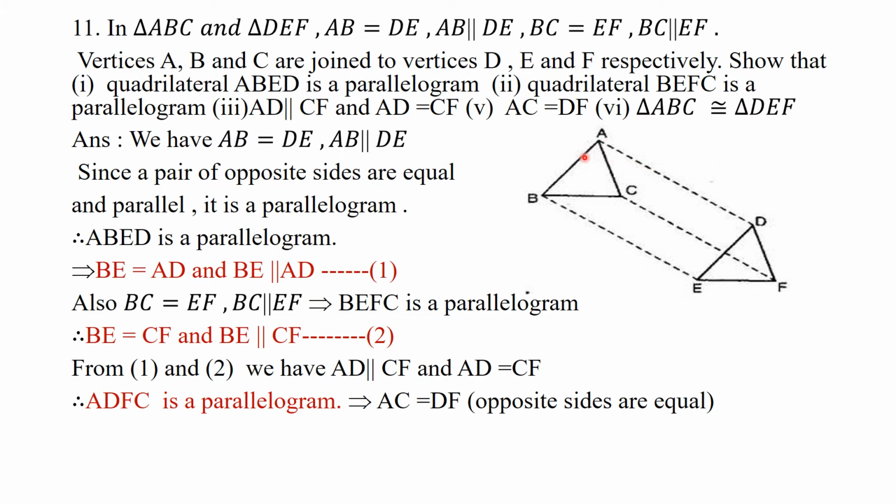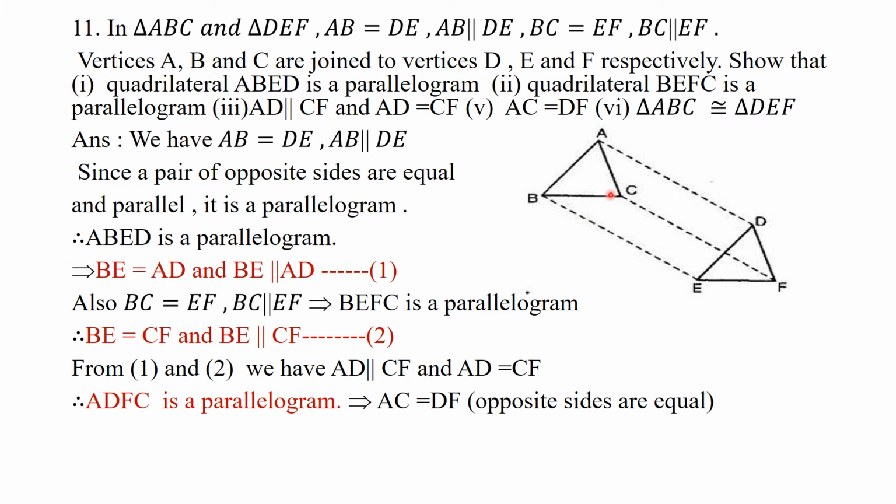We are given two triangles ABC and DEF with the condition AB is equal to DE and AB is parallel to DE. That means, by joining BE and AD, we can say opposite sides, that is AB and DE, are parallel and equal. We have learned a condition: if a pair of opposite sides are equal and parallel, it is a parallelogram. Therefore, we can write ABED is a parallelogram.